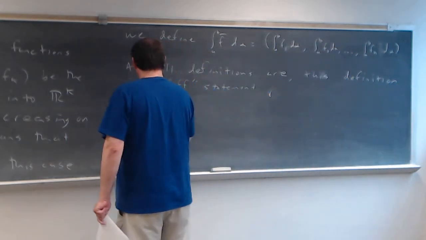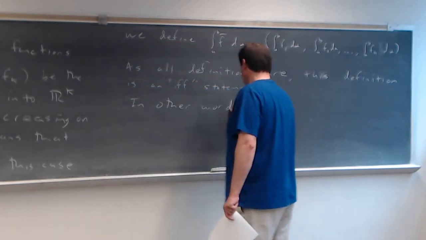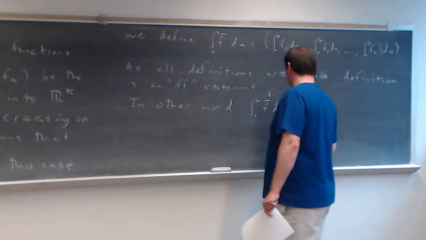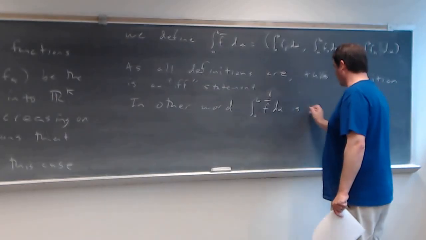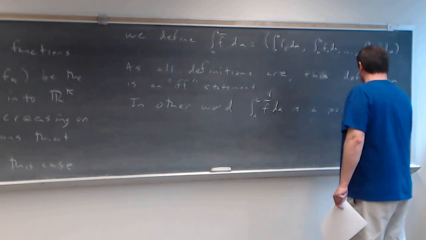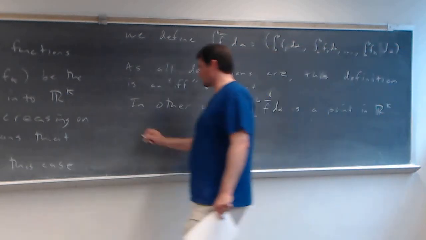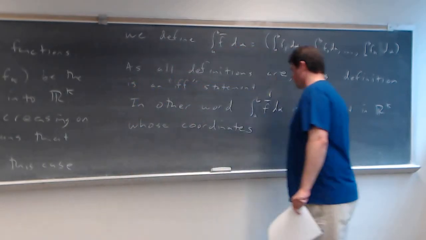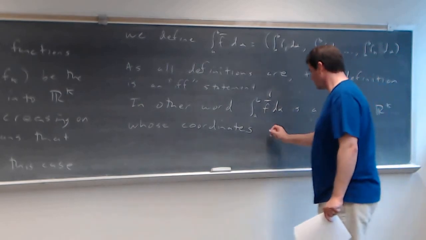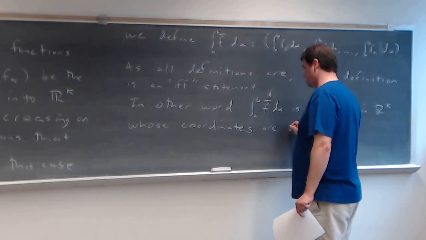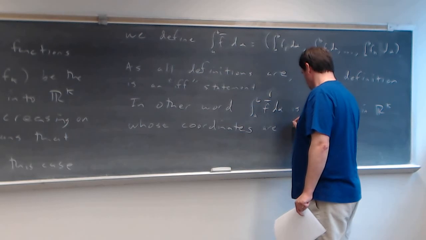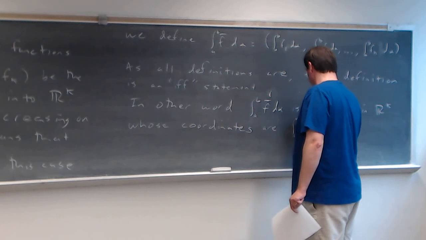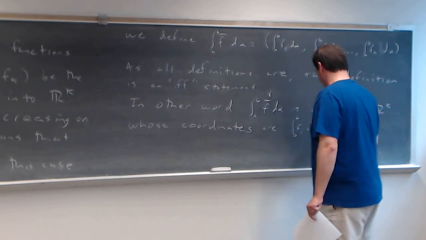In other words, and this is straight out of the text, the Riemann-Stieltjes integral of the vector value function f bar d alpha is a point in R^k whose coordinates are the integral of f sub j d alpha as the interval runs from a to b.